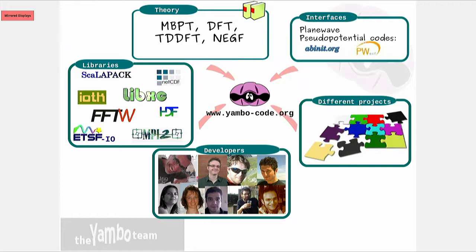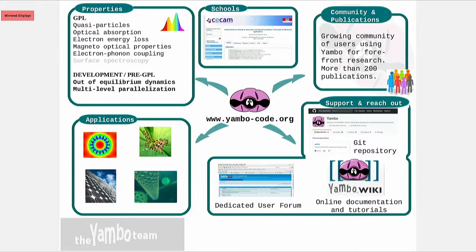And many people, and then actually it has grown over the years, and now it's not only a code, but also a community. So we have been doing schools in the last 20 years, and Yambo has traveled. I think we miss Australia. China, Japan, Africa, United States, North, South, Europe, I think everywhere. Maybe we miss Russia. Also thanks to ICTP, we participated in many schools organized by ICTP.